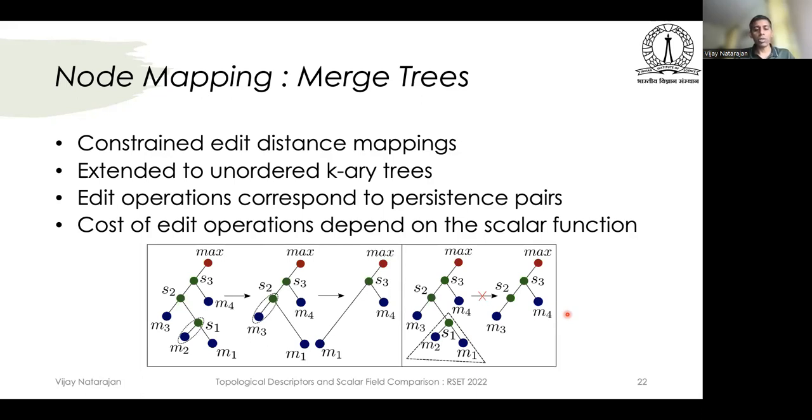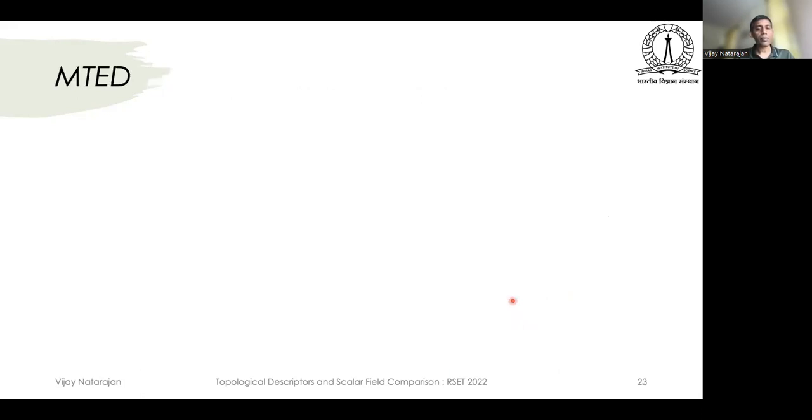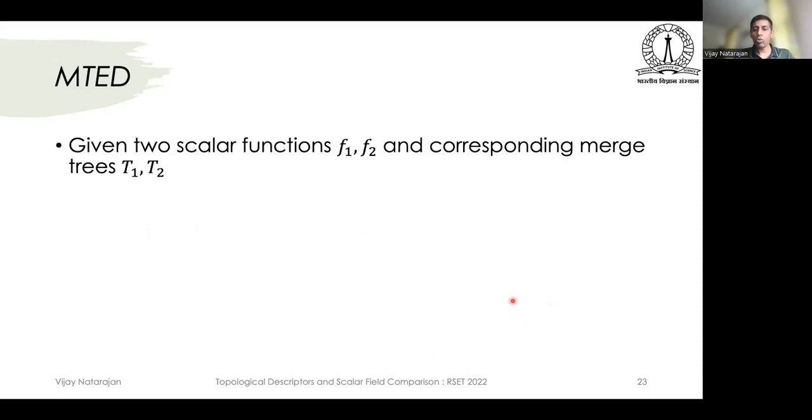Right? So this is an instance of something that we do not want. I do not want this entire subtree to be removed, because the resulting tree is not a merge tree, because there is this hanging node. So we disallow such single edits. Okay. So putting all this together, we get MTED given two scalar functions and the corresponding merge trees.